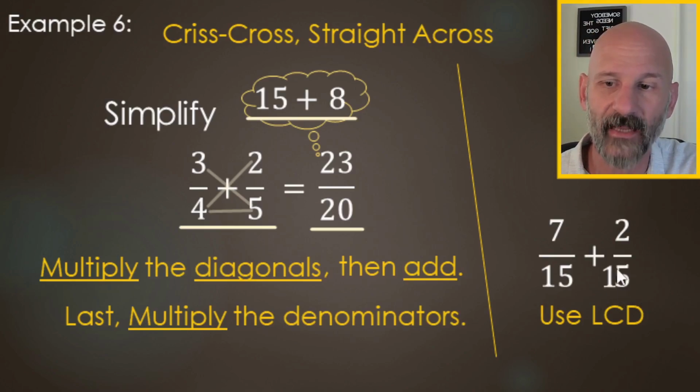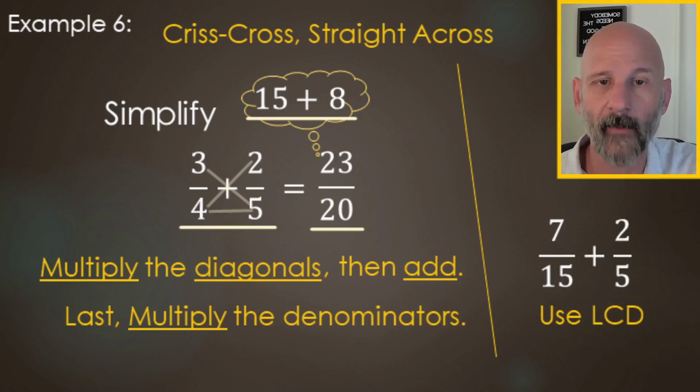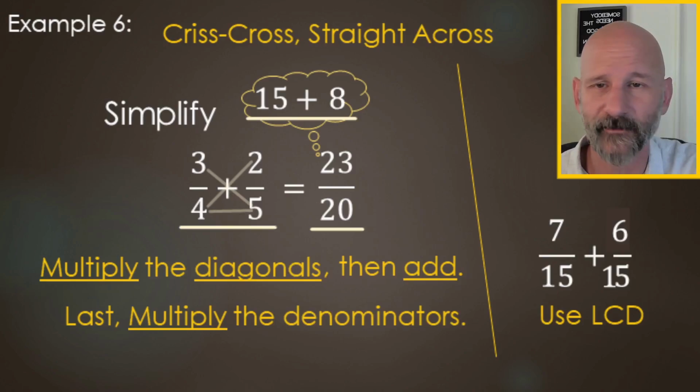5 times 3 makes 15. So then 2 times 3 would make a 6. So now I just go 7 plus 6 is 13 over 15. So when you have something that looks like this, where one of your denominators is a multiple of another, then least common denominator will actually be faster, okay? But if they're mutually prime, like 4 and 5, crisscross straight across.